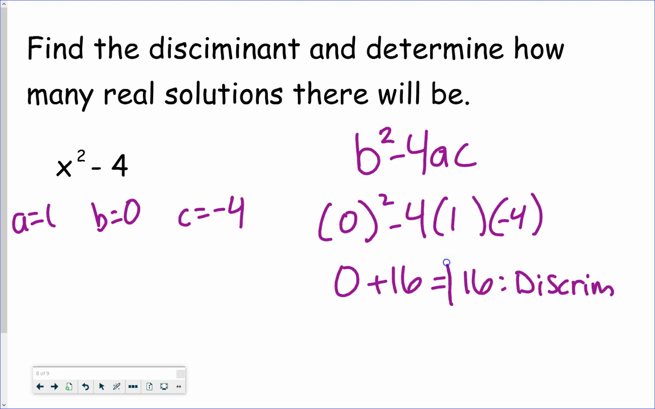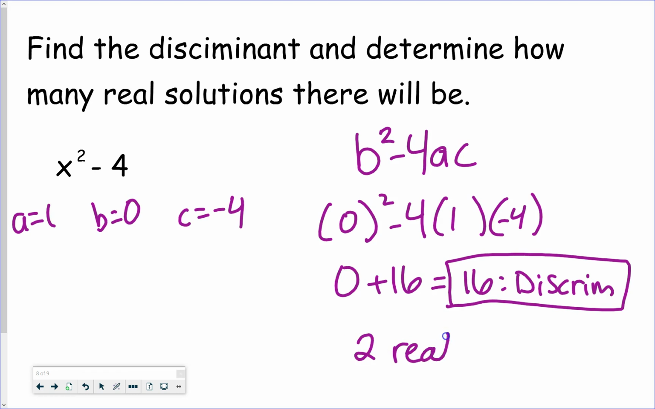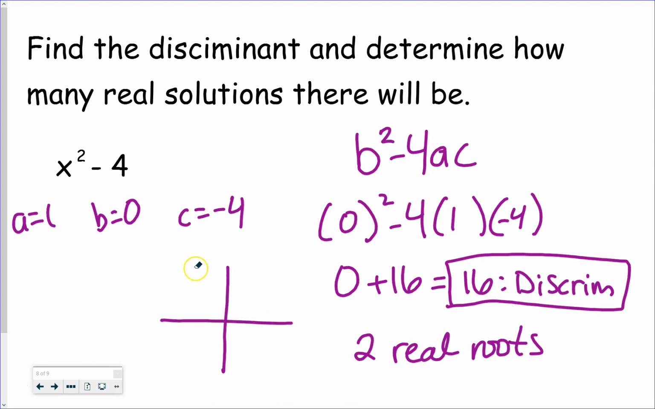Now, I really don't care that it's 16. I care that it's what? That it's a positive number. Yes. So that means I'm going to have 2 real roots. So what would this graph look like? Yep, it's going to go up, and it's going to cross over the x-axis twice. So it would look like this. I pushed the eraser. There we go. So it would look something like this.